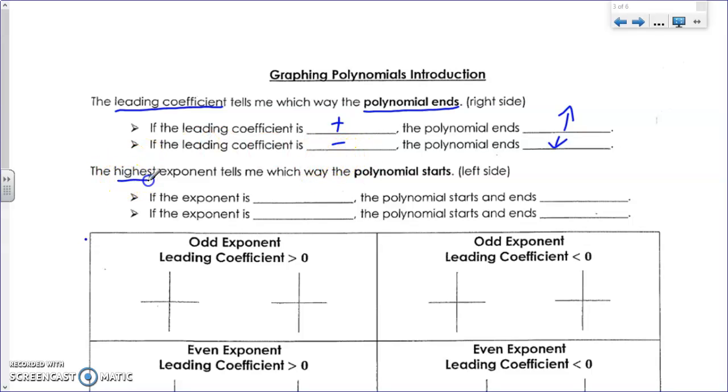The highest exponent, so the highest degree, tells me how the polynomial starts on the left side. If it is even, they're going to start the same. So if it ends up, it's going to start up. If it ends down, it's going to start down.